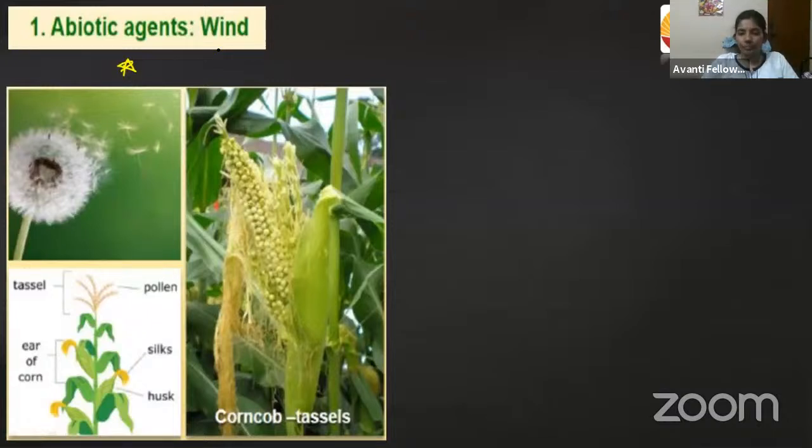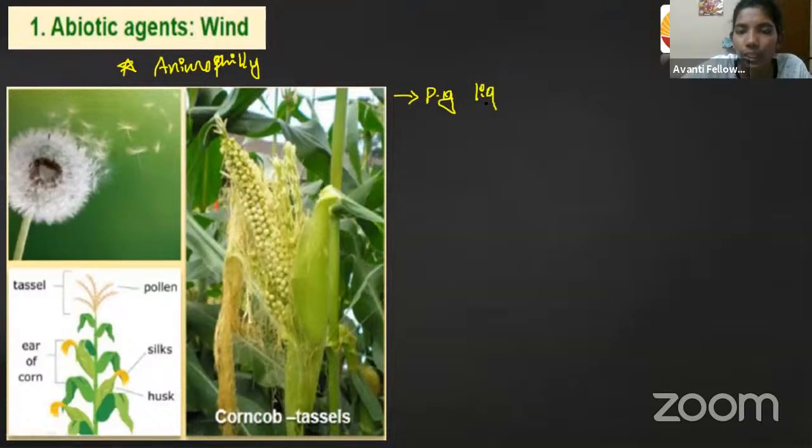Yes, Jayant, correct. This is also called anemophily. Yes, Surabhi, correct. Lohit, correct. If the pollination is taking place by the wind, that is called anemophily. Most of the plants will show wind pollination. So what are the characters that a plant should have to undergo pollination by the wind? The first one is that the pollen grains should be lightweight.